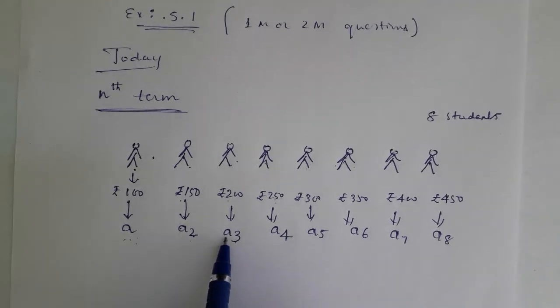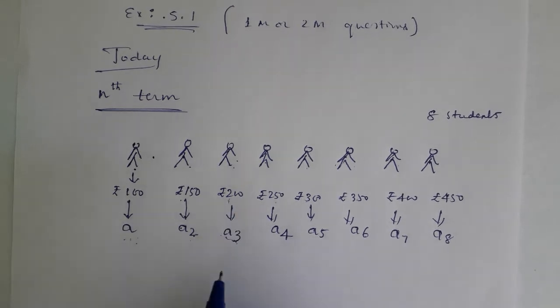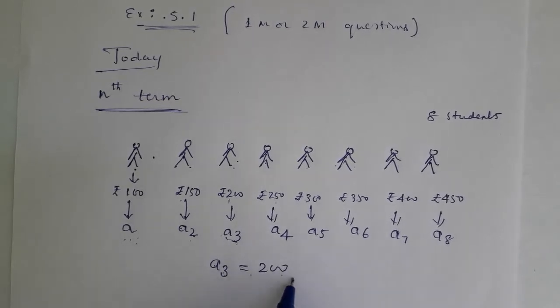Look at A3, the third standing person. The third standing person is named A3, as well as he has the value 200 rupees. So this third standing person is called A3, and his value is 200. By that we can say A3 is the third standing person. How much does he have? 200. So A3 is equal to 200.